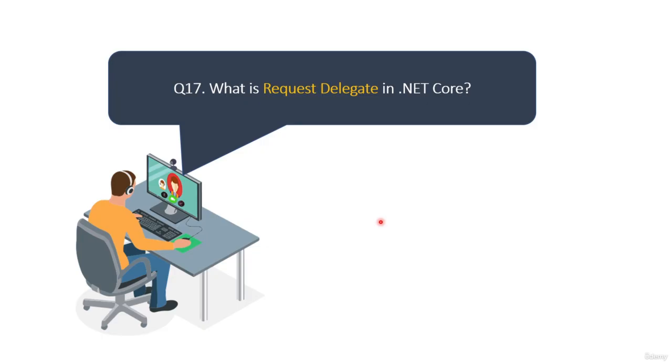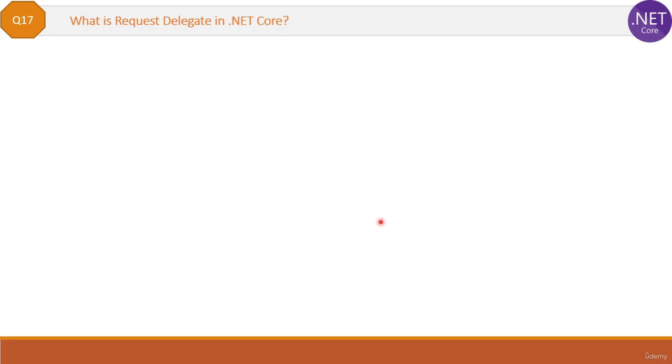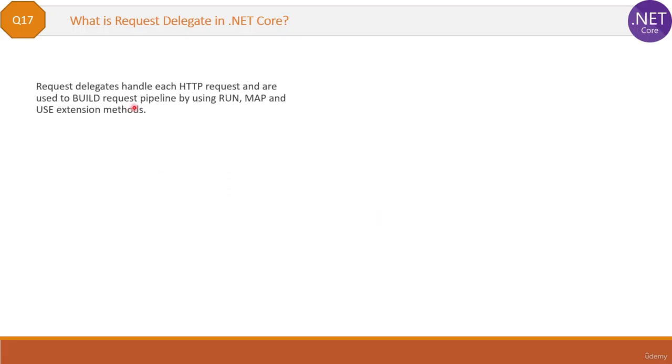Next question is, what is request delegate in .NET Core? Request delegates handle each HTTP request and are used to build a request pipeline by using Run, Map, and Use extension methods. Let's see the diagram.